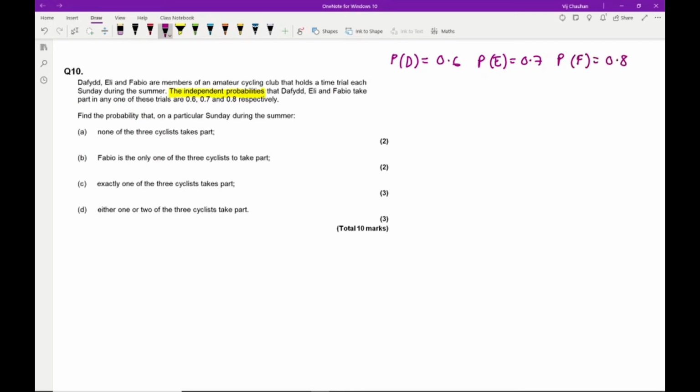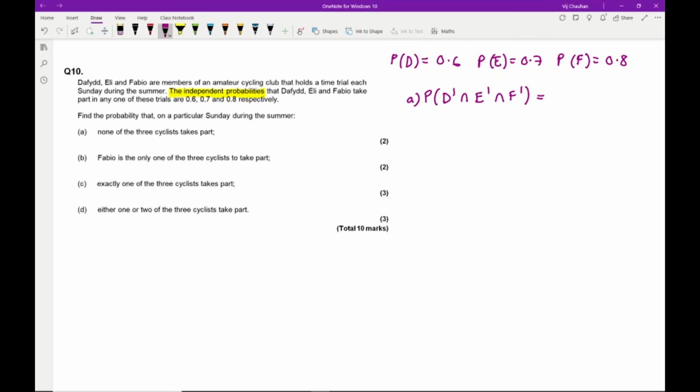So the first question then says find the probability that on a particular Sunday during the summer none of the three cyclists take part. So for part A, I'm working out the probability that I don't have D, and I don't have E, and I don't have F. So from this, what I then need to do is multiply the sort of exhaustive probability of this.